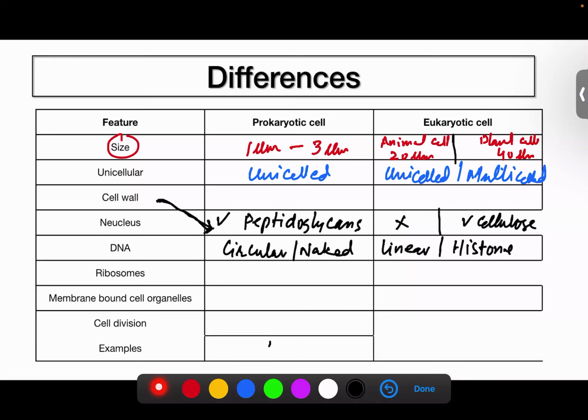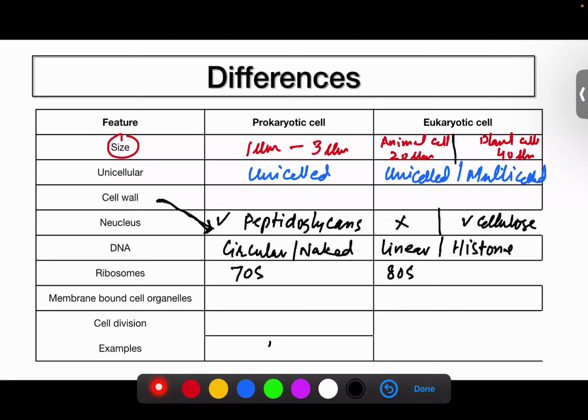Ribosomes present in prokaryotic cells are smaller and they are called 70S ribosomes, whereas in eukaryotic cells, 80S ribosomes are found in cytoplasm, whereas 70S ribosomes are found in chloroplast and mitochondria, as the chloroplast and mitochondria are also found in eukaryotic cells. So you can say that 70S and 80S both are present in eukaryotic cell.